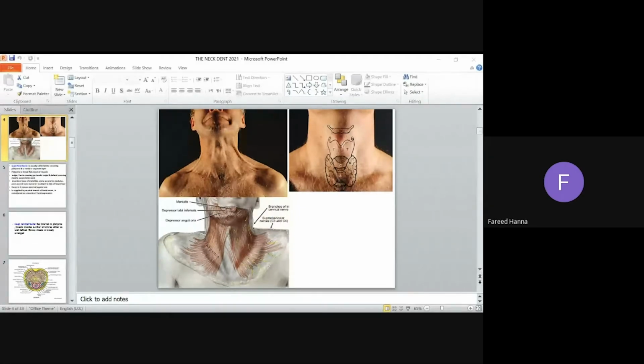Formed of two bellies, superior belly and inferior belly. We have seen that the superior belly divides the anterior triangle into the boundaries of the carotid and the muscular triangle, and the inferior belly divides the posterior triangle into supraclavicular and occipital triangles. This is one of the infrahyoid muscles. So we have omohyoid, formed of two bellies.